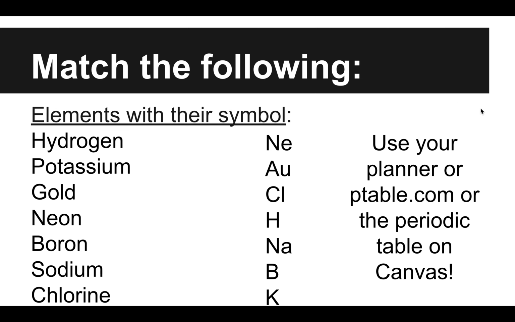Then what I'd like you to do is pause this video, follow along with your slides, and match the elements with their symbols. You can use your planner. Your planner has a periodic table on the back, or you can go to ptable.com, or there's a periodic table on Canvas under class resources. What I want you to do is just match them in your notebook. Then, what do you notice about these element symbols with their element names? What's going on there? Okay, pause this video and then we'll come back and go over it.